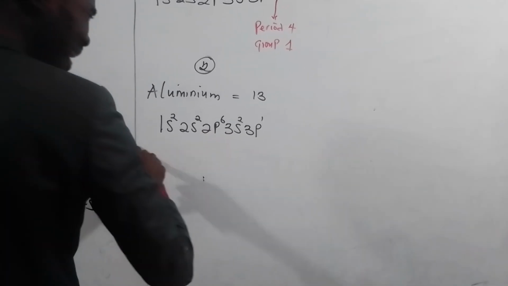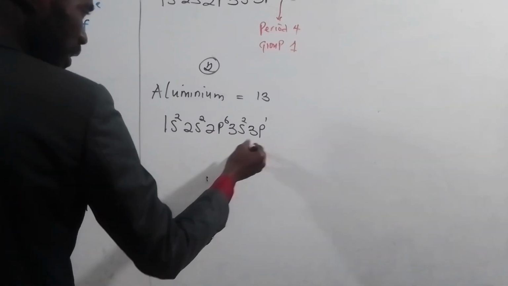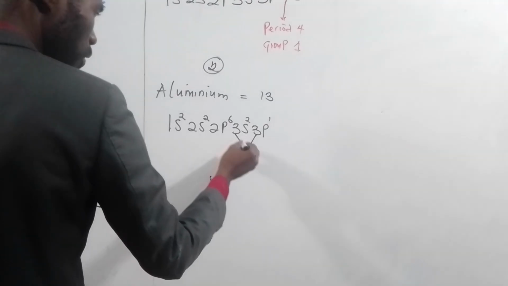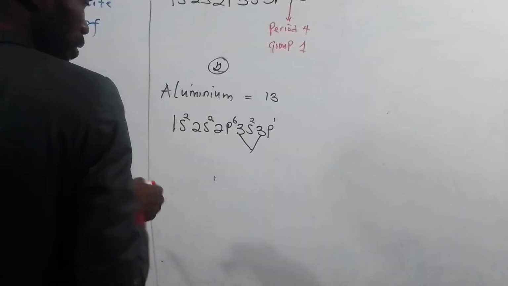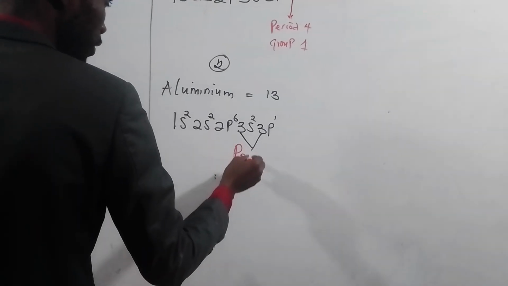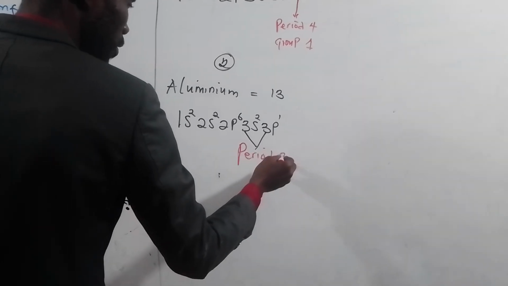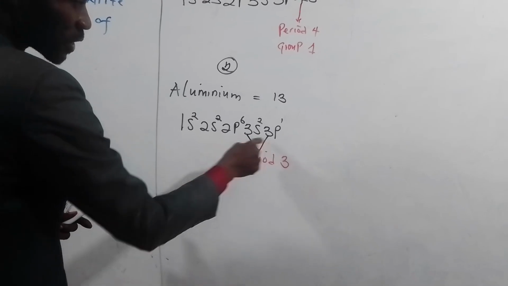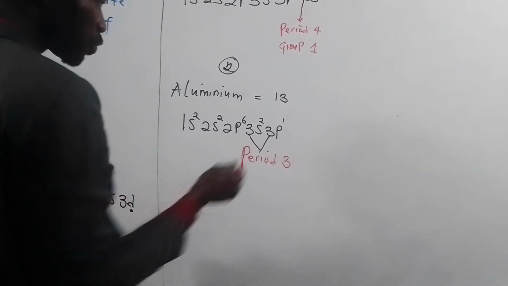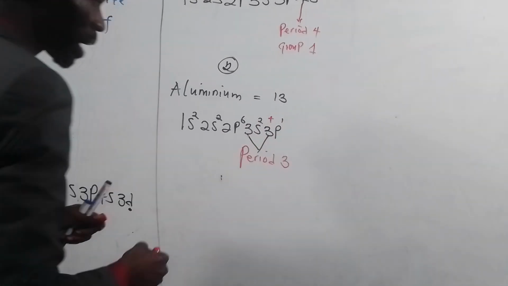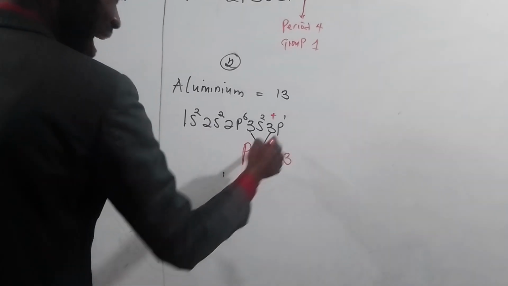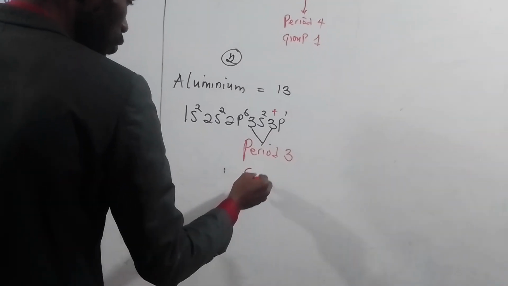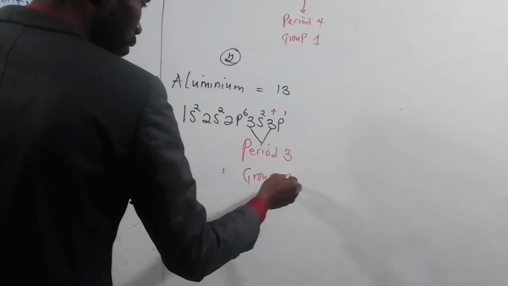So aluminium, the highest coefficient here is 3. So aluminium belongs to period 3 of the periodic table. But here now, to get the group, the highest coefficient occurs twice. So what do we do? We add their superscripts. When you add the superscripts together, you find out that aluminium belongs to group 3 of the periodic table.